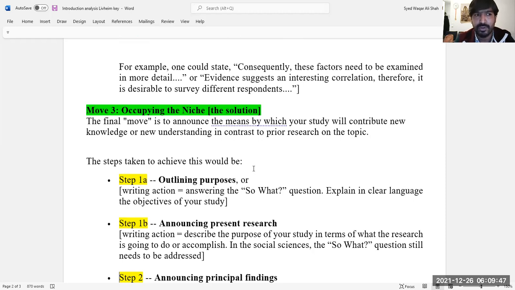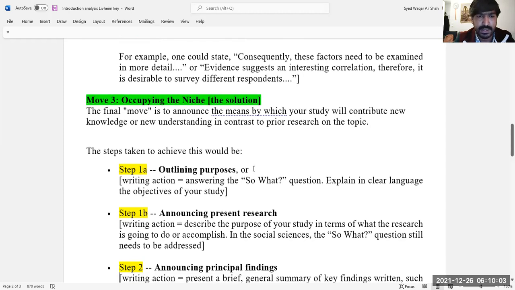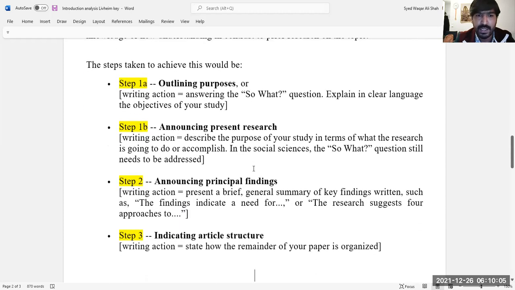You don't have to look at the local context, but you have to see the field in a broader sense: what is happening in the field, and how your knowledge would contribute to the field. So in order to occupy the niche, there are some steps that you can follow. And again, these are just steps, and it's not necessary that you follow all of them, but you have to see what is possible in your case.